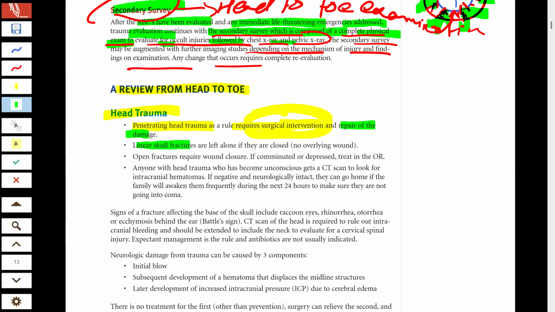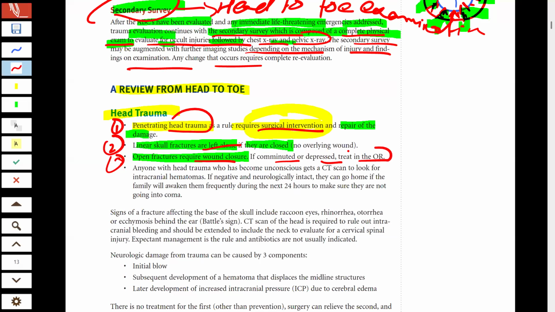In case of a linear skull fracture, leave it alone if it is closed. An open fracture requires wound closure. Linear fracture you can leave alone. Penetrating, you have to go for surgical intervention as soon as possible, and most of the patients will die if there is a penetrating head trauma. If communicated or depressed fracture, treat in the OR, operating room.